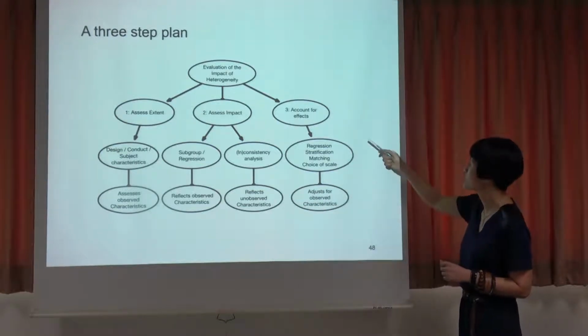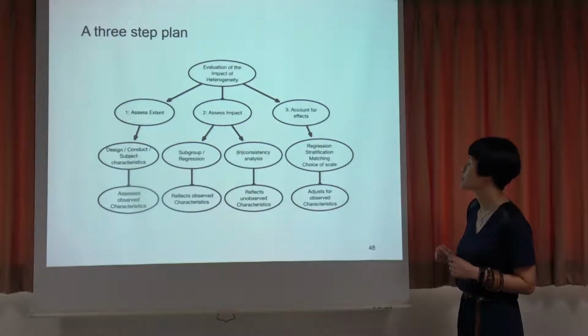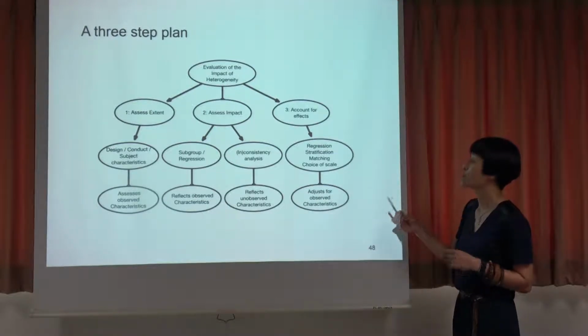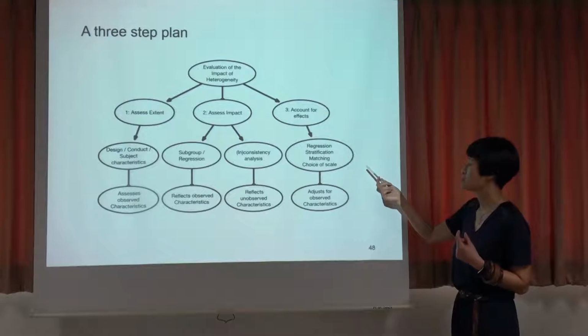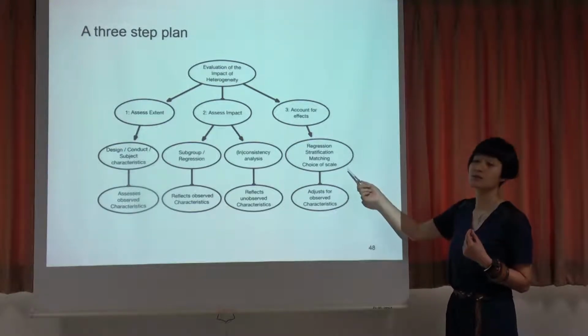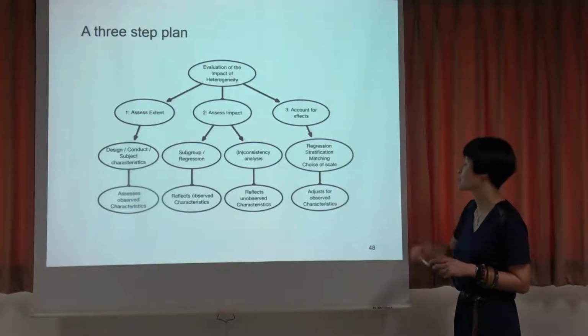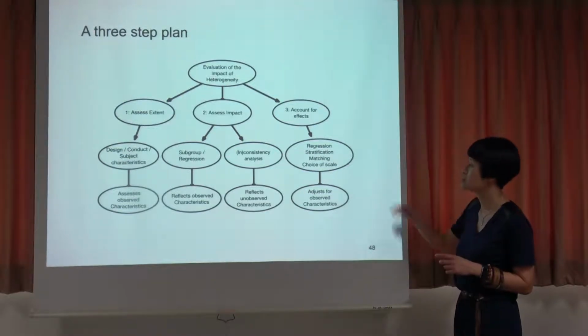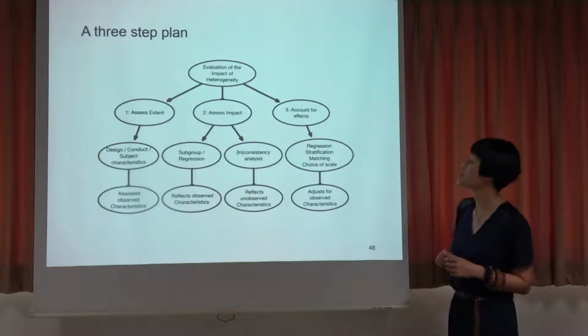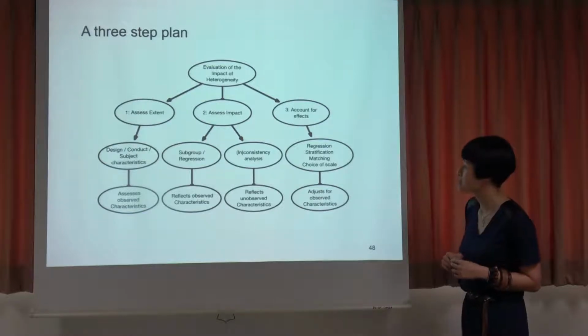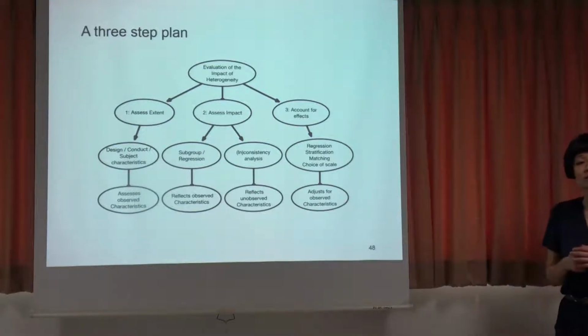And then you try and account for the effects of potential heterogeneity through regression, stratification, matching, or using a different scale to analyze your data and to adjust for the observed characteristics. So these are the steps that you can use to analyze and deal with your heterogeneity. And again, it's just building on what we talked about in pairwise meta-analysis.